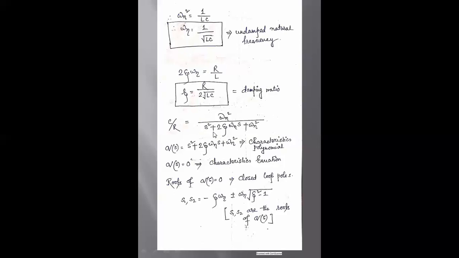Putting this polynomial equal to 0 is called the characteristic equation, where the roots of the equation, say s1 and s2, are given by minus zeta omega n plus minus omega n root over zeta square minus 1, where s1 and s2 are the closed loop poles.